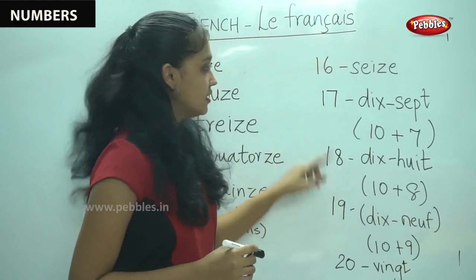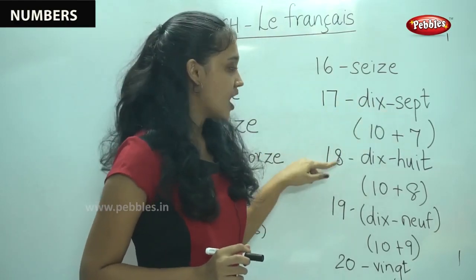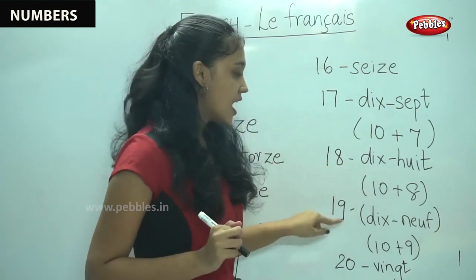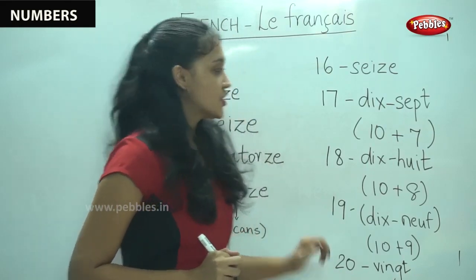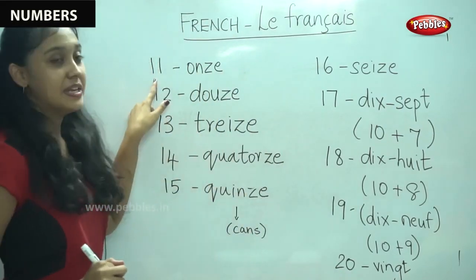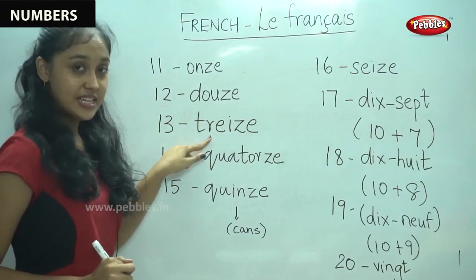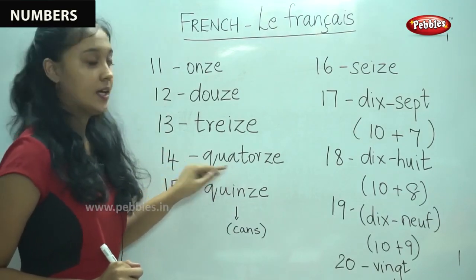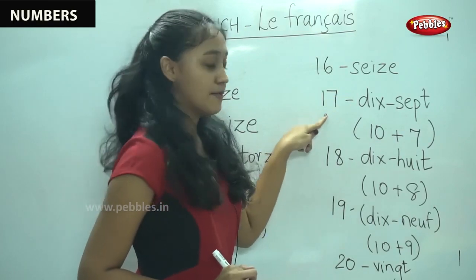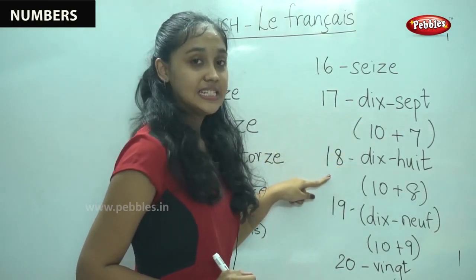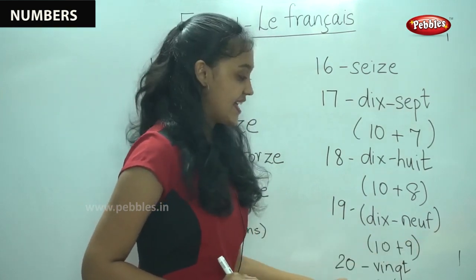So let us say these numbers once again. For 16, it is seize. For 17, it is dix-sept. Number 18 is dix-huit. Number 19 is dix-neuf. And number 20 is vingt. So let us say it once again from 11 to 20. Number 11 is onze. Number 12 is douze. Number 13 is treize. Number 14 is quatorze. Number 15 is quinze. Number 16 is seize. Number 17 is dix-sept. Number 18 is dix-huit. Number 19 is dix-neuf. And number 20 is vingt.